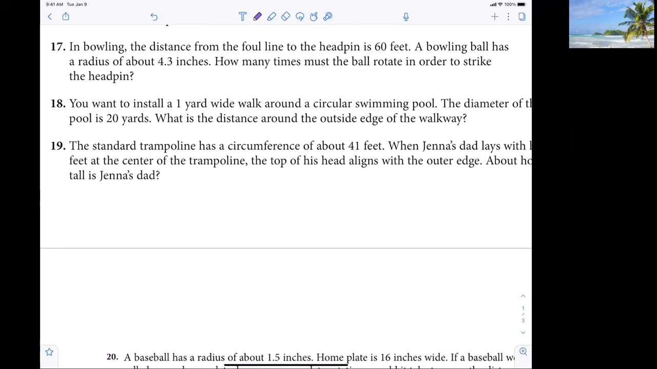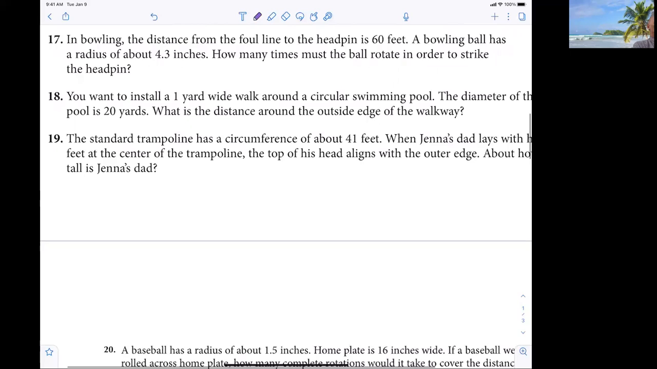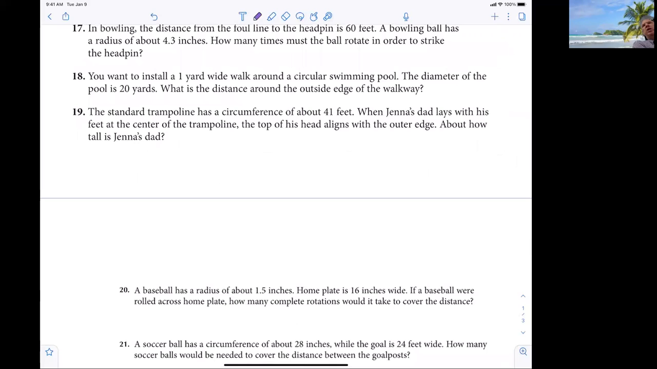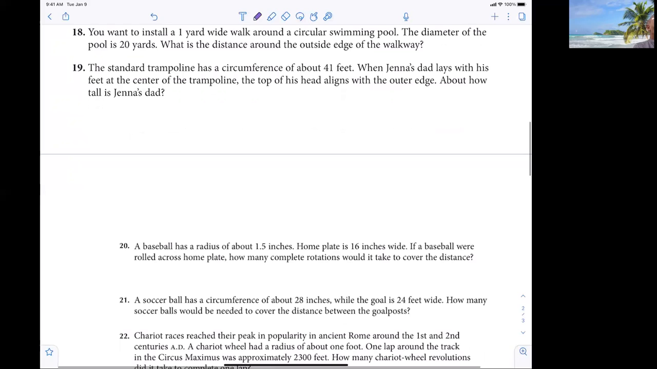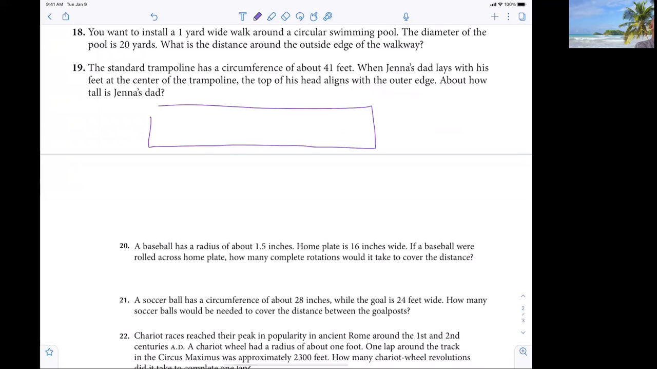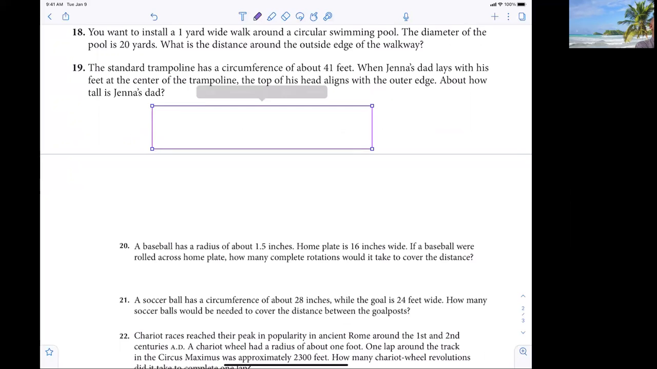But what I want everybody to do is draw a bowling lane. All right, in a bowling lane, we could draw with what shape? A rectangle. Thank you, whoever said that. So we're going to come right down here and draw a rectangle. All right, and that looks like a bowling lane. And that bowling lane would be how many feet long? 60 feet. Anybody have any questions with that?